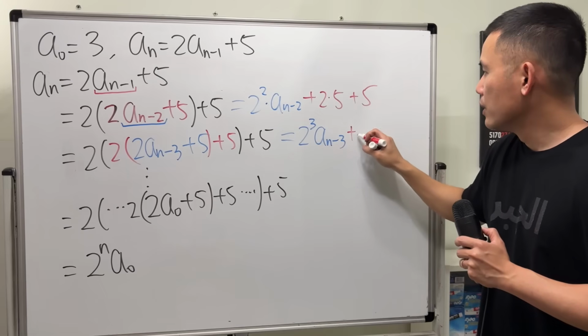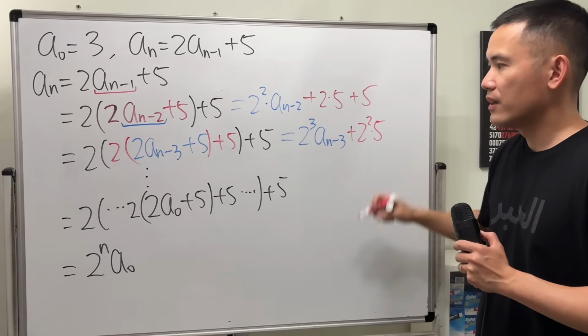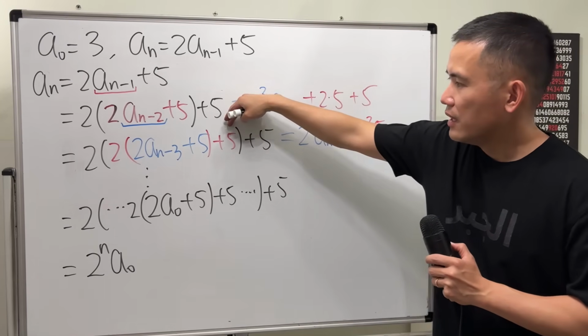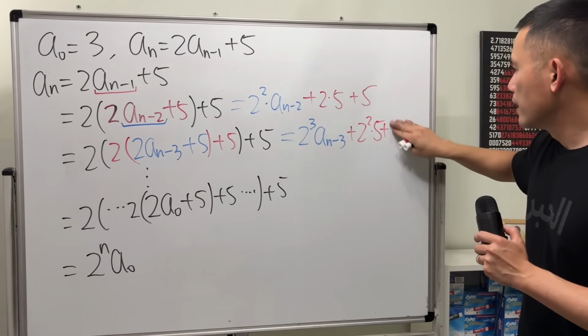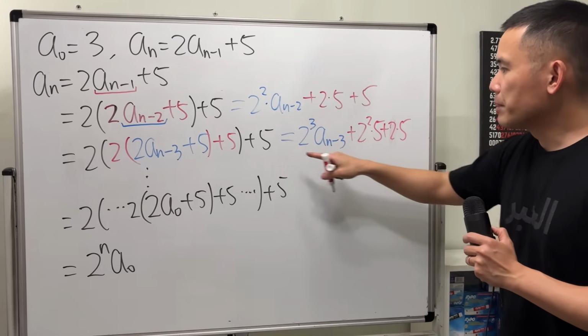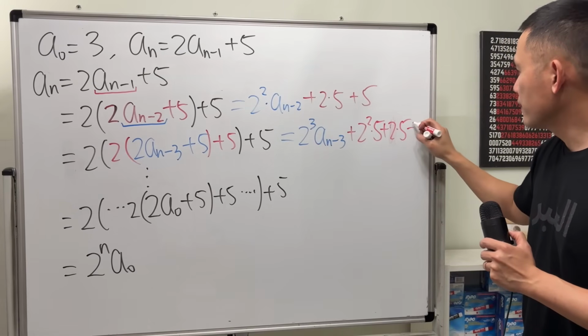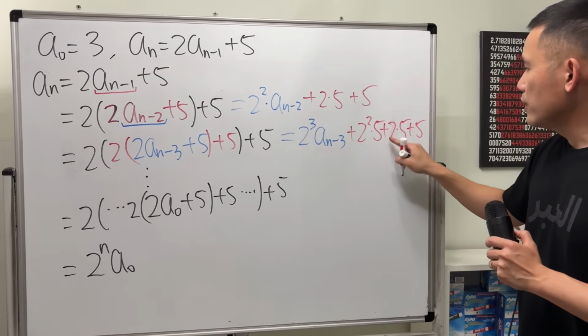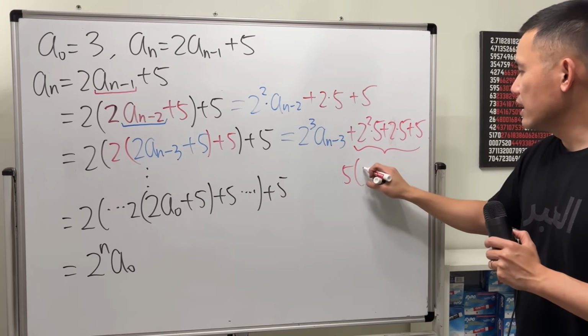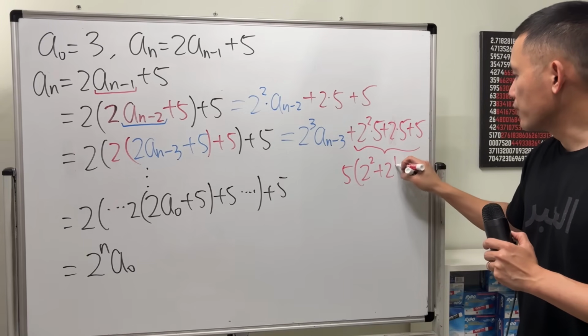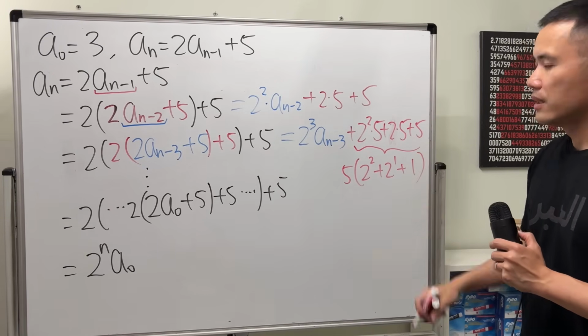So we will have 2 2's and then times 5. How about for this 5? It's just 1 2 from here. And how about for this 5? None, it's just 5. So if you look at this part, we can factor out the 5, and then we can get 2 to the second plus 2 to the first and plus just 1.